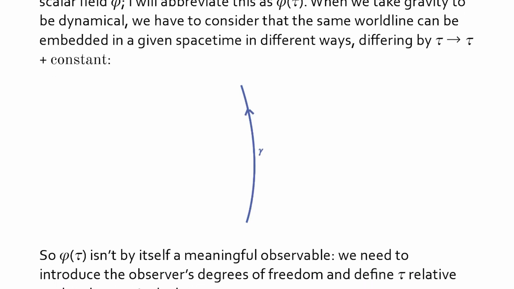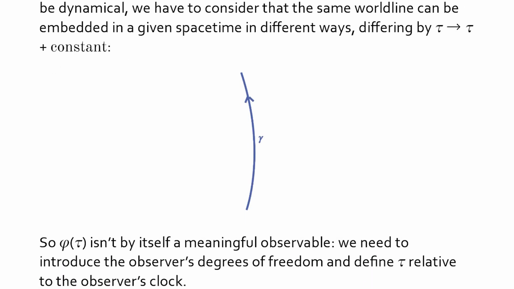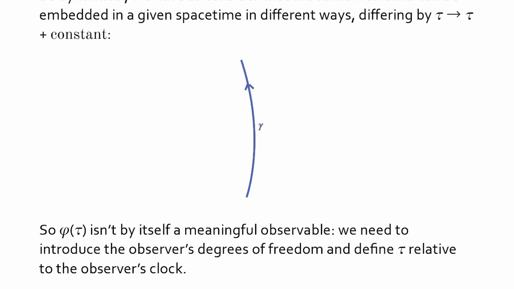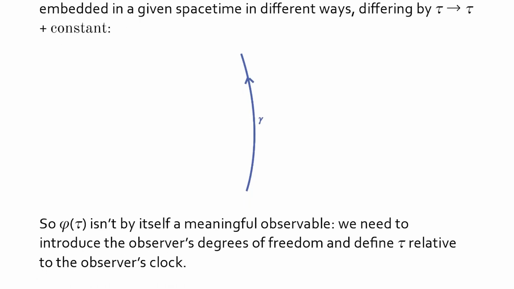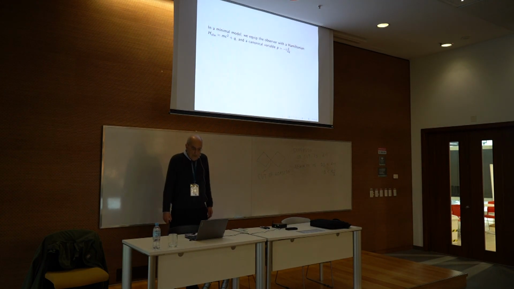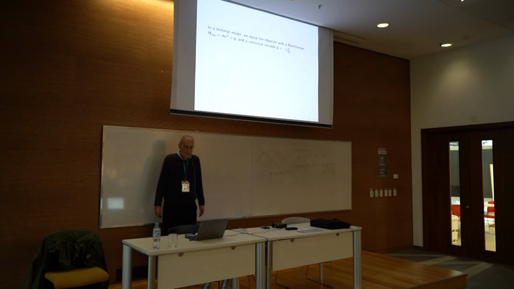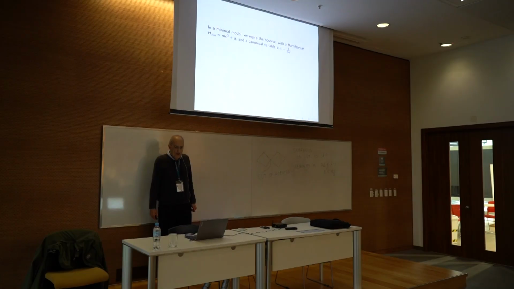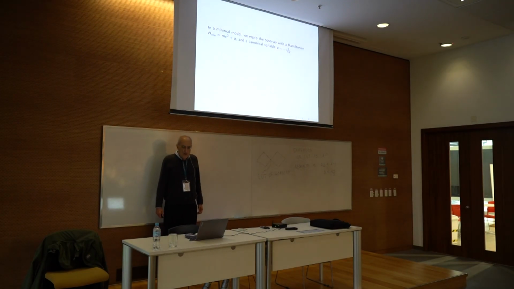So phi of tau by itself isn't a meaningful observable with gravity. We need to introduce the observer's degrees of freedom and define tau relative to the observer's clock. So in a minimal model, we equip the observer with a Hamiltonian, which is a constant plus what I'll call q, which makes up what I'll call the observer Hamiltonian, H observer, and a canonical variable p, which is minus i d by dq.